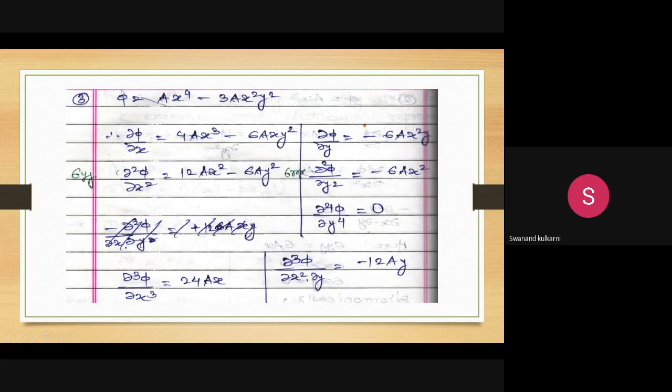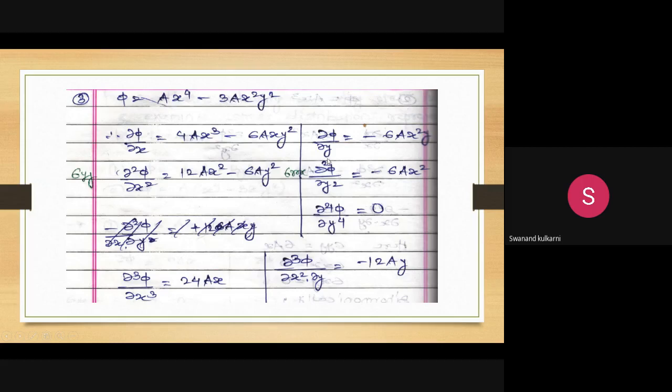So let us check here. ∂φ/∂y, that means we are differentiating with respect to y. This first term will become equal to 0. This will become equal to minus 6ax²y, that is ∂φ/∂y.